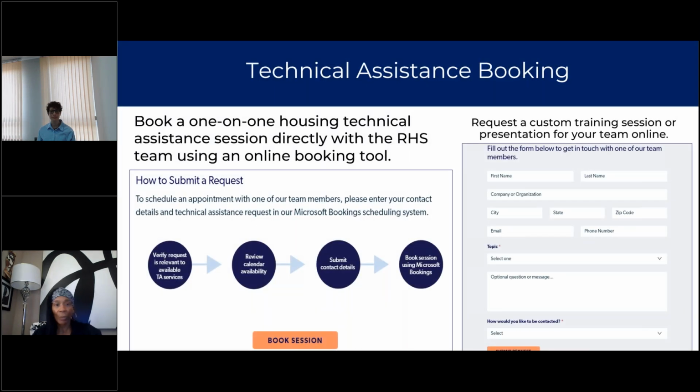And it's so simple. You can book a session. And even if you can't get a session at a convenient time, feel free to reach out to me. I will have my email available and we'll make sure we get a session booked for you.